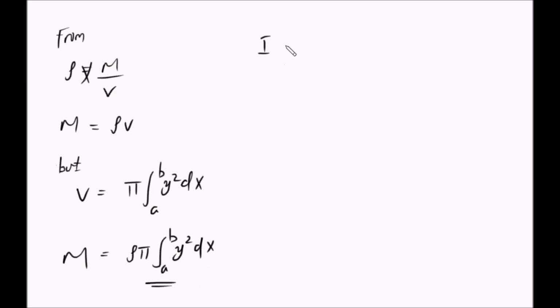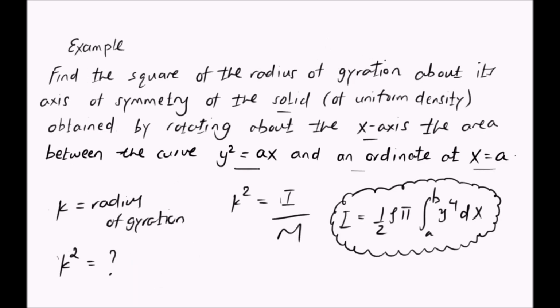Alafu moment of inertia tumesema ni nini? Tushaiandika kwenye ile karatasi nyingine, tumesema ni hivi 1/2 rho pi a to b y power 4 dx. So now we need to determine the limits of integration a to b and y pia. So to do that, kwenye swali hapa anasema the solid is obtained by rotating the area between this curve and this one. And this ordinate here, this curve y square is equal to ax and this ordinate x equals to a.